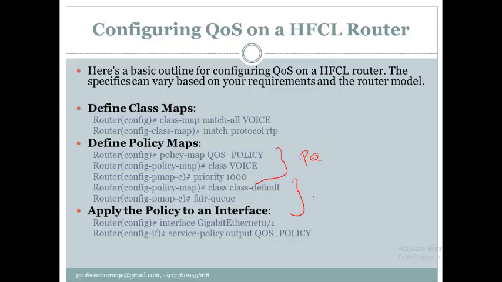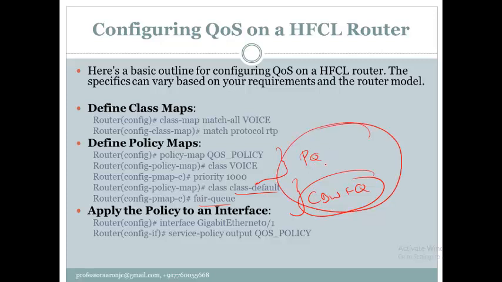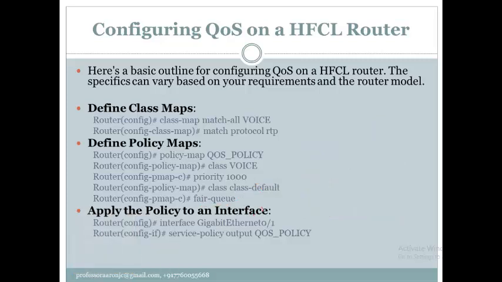Fair queue, you don't need to say how many queues. Depending on the flow, the queues will be created. Depending on the marking they come with, the queues will be created. Somewhere in the topology, some other router sets the weight and sends you the packet with the marking. In the layer 3 header you will have the weight, in the layer 2 header you will have the COS weight. So the traffic that is already marked on some other router and coming in comes under class default. Here we are only matching RTP, real-time protocol.